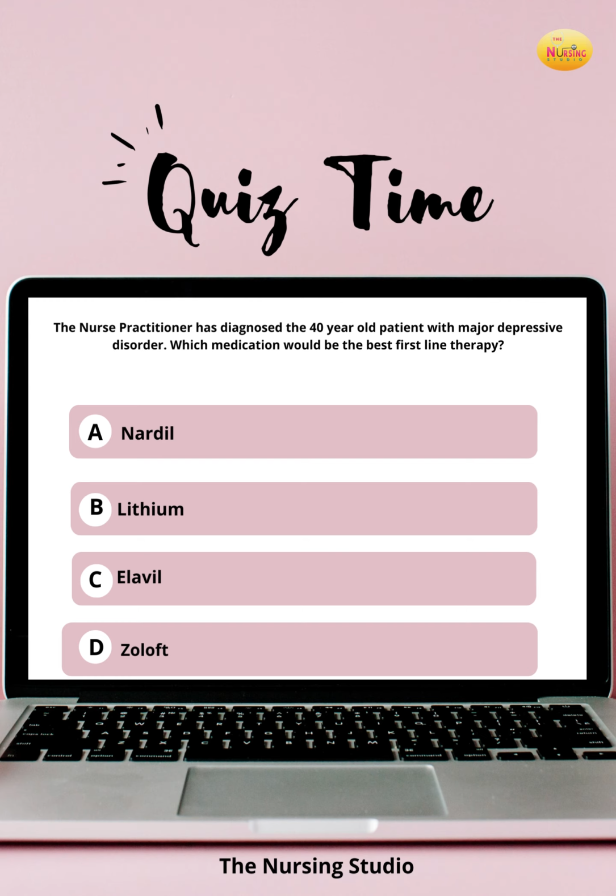Question number 3 states the nurse practitioner has diagnosed a 40-year-old patient with major depressive disorder. Which medication would be the best first line therapy? Is it A, Nardil, B, lithium, C, Elavil, or D, Zoloft? Tell me what you think in the comments.